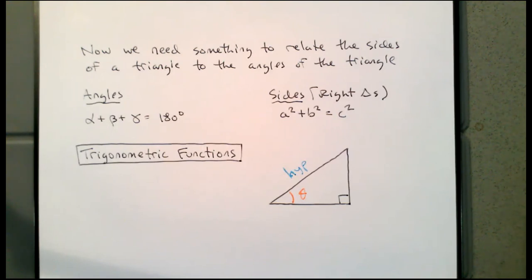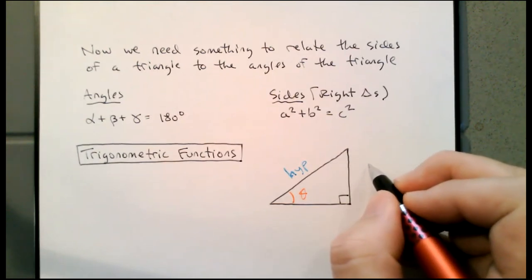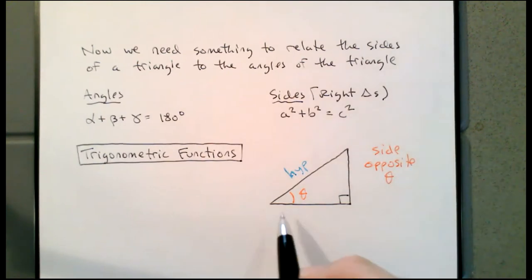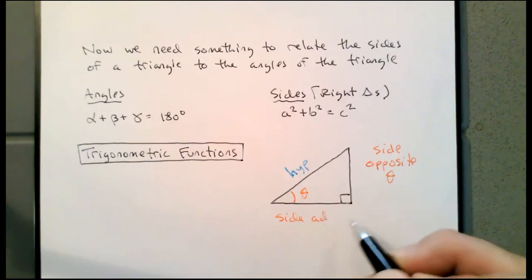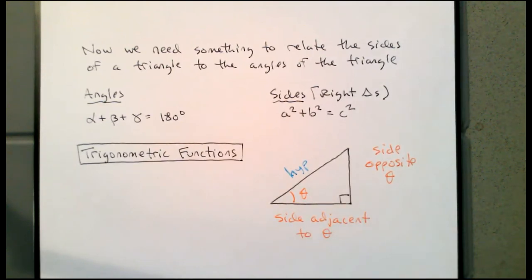So rather than using A, B, C, alpha, beta, and gamma, since I have a right triangle, I can say the hypotenuse is opposite the right angle. And if I have this angle theta, I'm going to name the other legs of the triangle relative to this angle theta. So this vertical leg here is the side opposite theta. And so this horizontal leg will be the side adjacent to theta. So we've got the hypotenuse, and then once we have one of the angles theta, we'll have the side opposite theta and the side adjacent to theta.